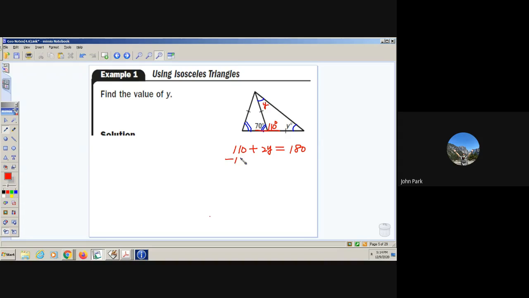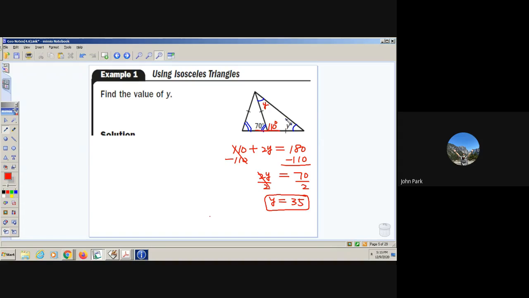And so then we subtract 110 to cancel that out on both sides. And so then we end up getting 70 degrees here. And then we still have 2y here, right? Because there's two angles. And so we divide by 2 to figure out y. And so we get y equals 70 divided by 2, which is 35. So y is going to be 35.